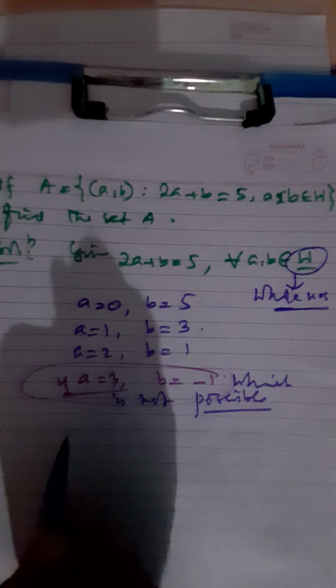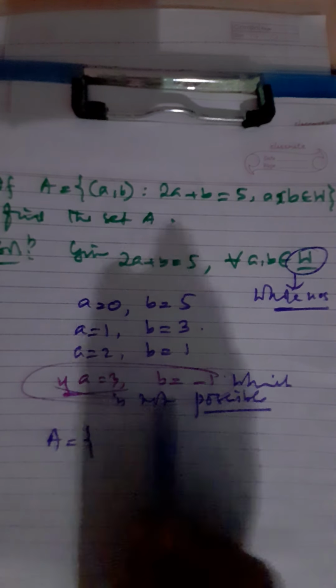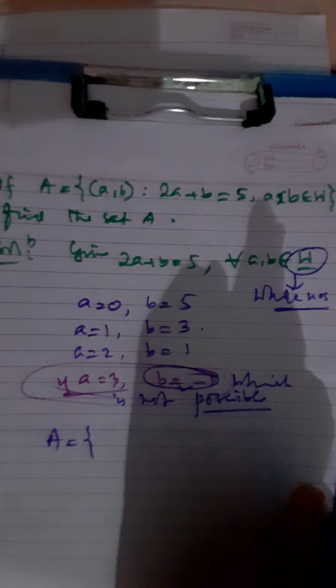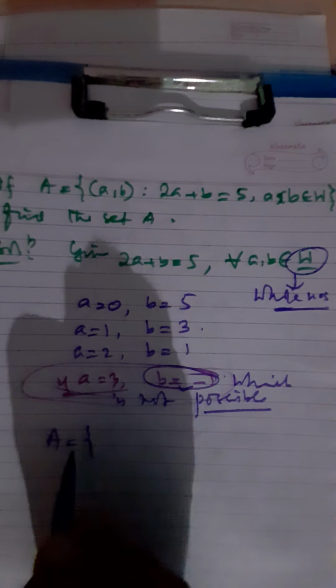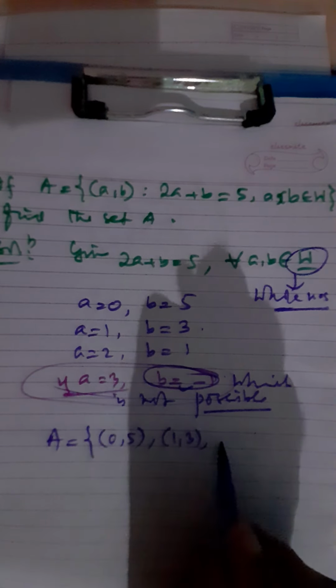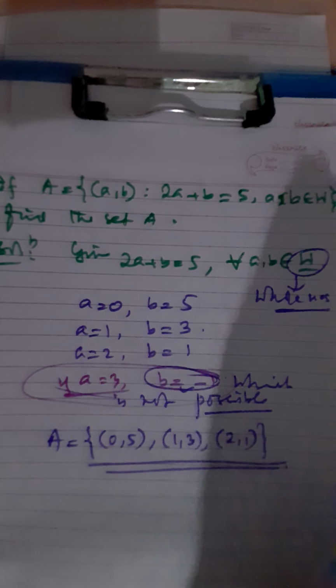Okay. So what will be the set A? Why is it not possible? Because this -1 is not a whole number. Here it is given that a and b are whole numbers. So A is equal to {(0, 5), (1, 3), (2, 1)}. This is the answer. Okay.